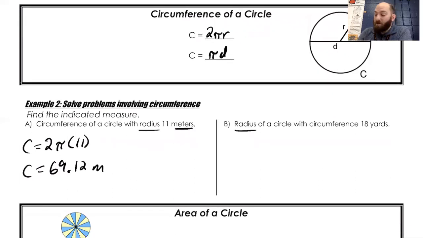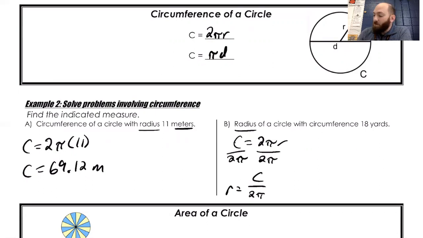Part B, find the radius. So I want to work backwards. If I know that circumference is 2 pi r, one thing that might be helpful is if I can solve this for the radius. I do that by dividing both sides by 2 pi. So I can have a new formula here for myself. Radius is going to be the same as the circumference divided by 2 times pi.